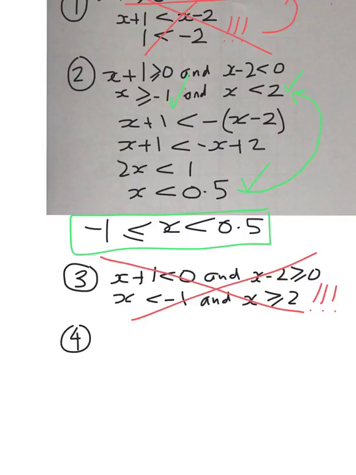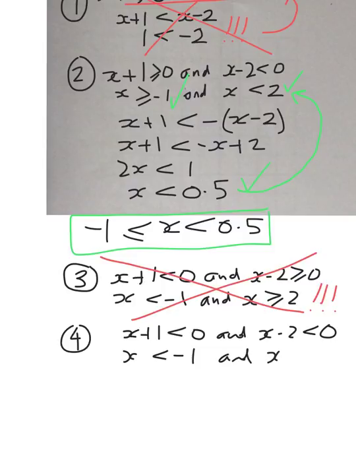So, in other words, we've got x plus 1 has to be negative, and x minus 2 has to be negative, which means that x is less than negative 1, and x is less than 2. Is that possible? Yes, absolutely. You can be less than -1 and less than 2. So let's see what happens there.